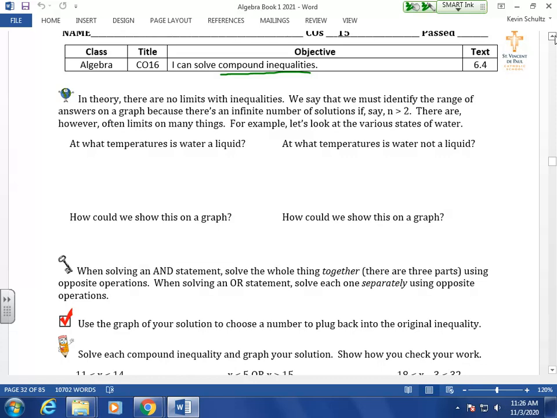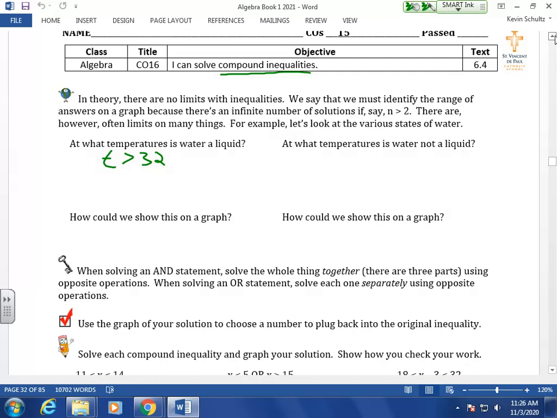So test your science knowledge here. At what temperatures is water a liquid? Lucas? 33 degrees and higher. So is like 32.1 liquid there? So it might be best to say that the temperature is greater than 32 degrees, because at 32 degrees it freezes. Okay. Is there a maximum to this range here?